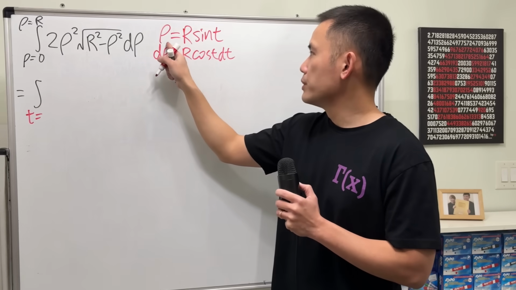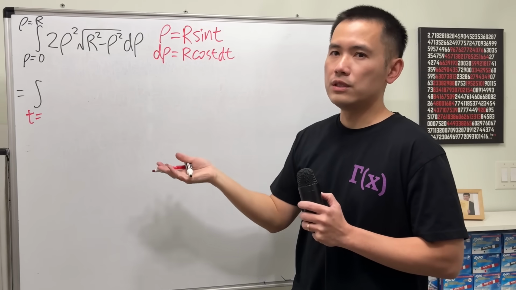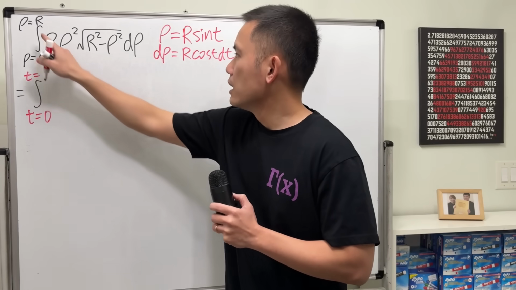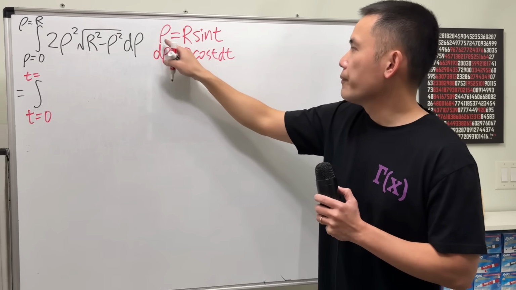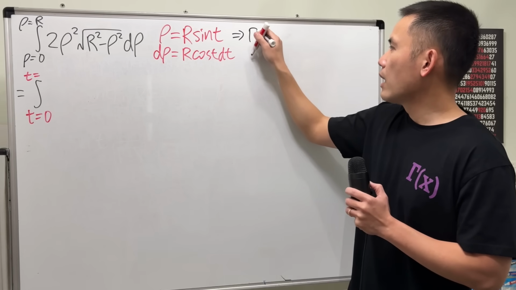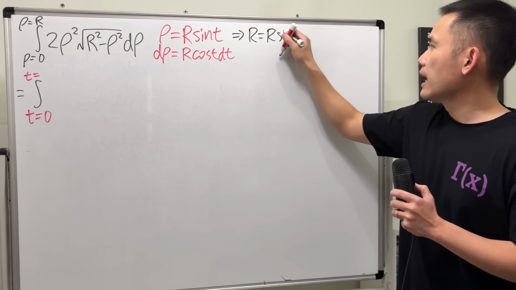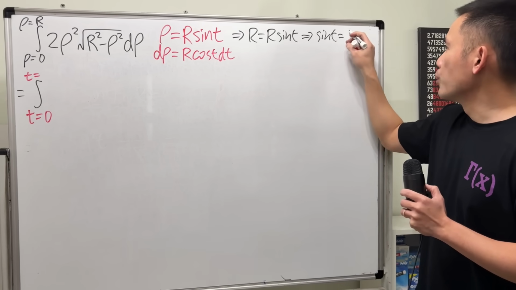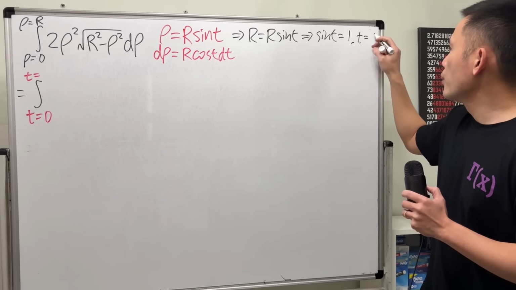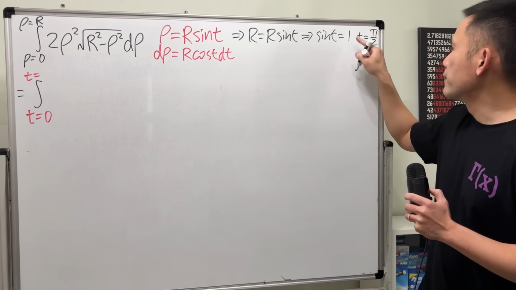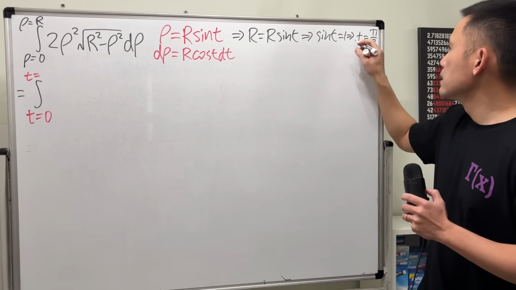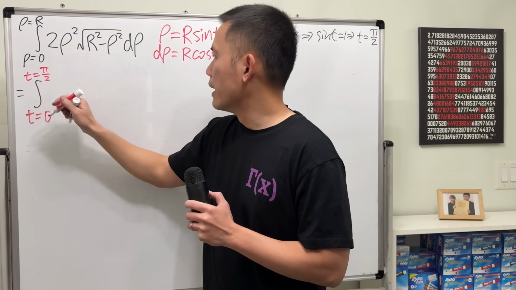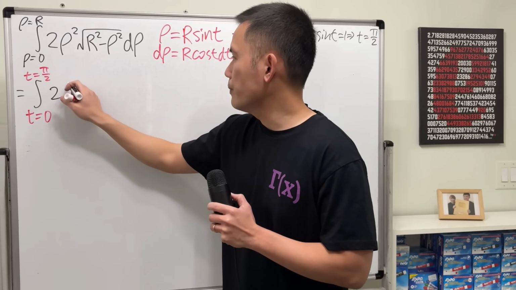if rho is equal to 0, sine of what will give us 0? Well, 0. So t will be 0. And then if rho is equal to r, then we are looking at r equals r sine t, meaning sine t has to be 1, and just take t equals pi over 2, which is the first answer that will give us 1 for sine, so pi over 2. And then go ahead and just do the rest.